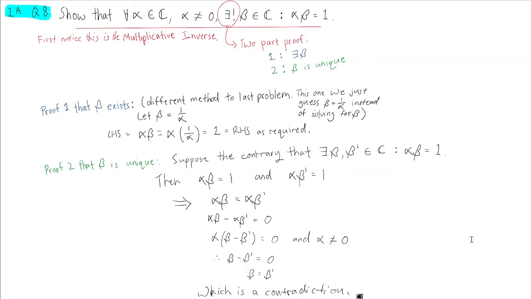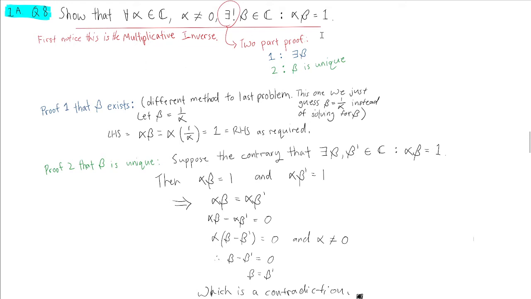And hello. Now we're on to question 8 of 1A of Linear Algebra Done Right. So this time we're showing that for all alpha in the complex numbers, alpha cannot be 0, so that's not what we're showing, but where alpha isn't 0, that there exists a unique. Remember, this indicates to us that first we need to prove it exists, and then second that it's unique. So there exists a unique beta in the complex numbers such that alpha times beta, so alpha is a complex number and beta is a complex number, equals 1.